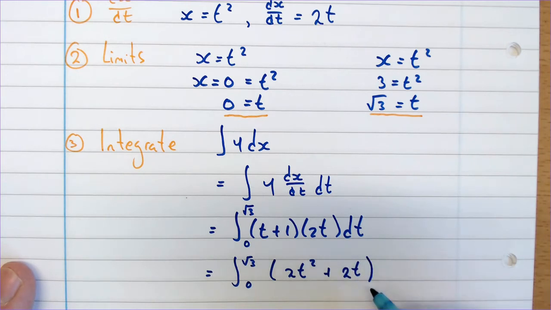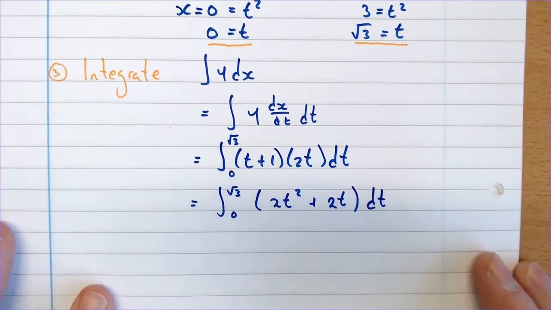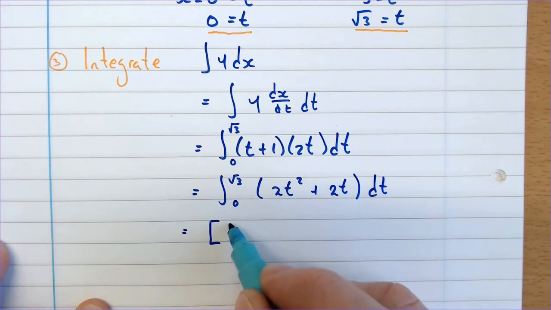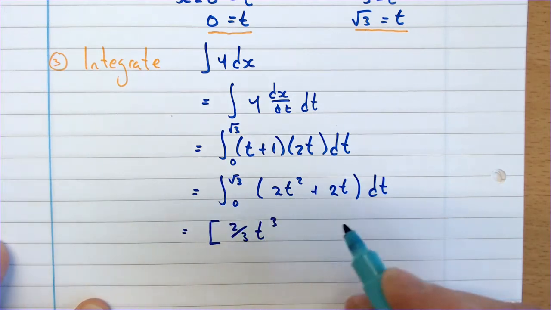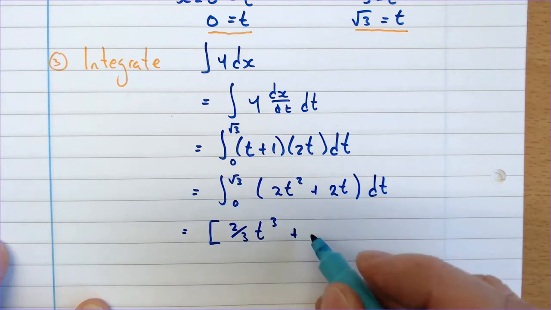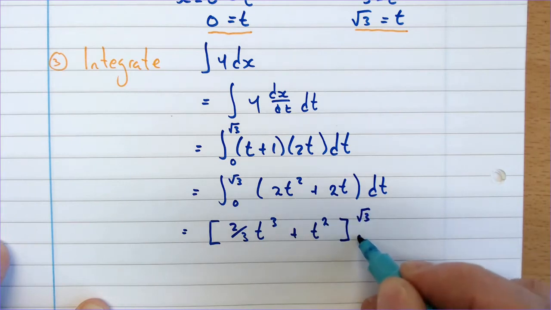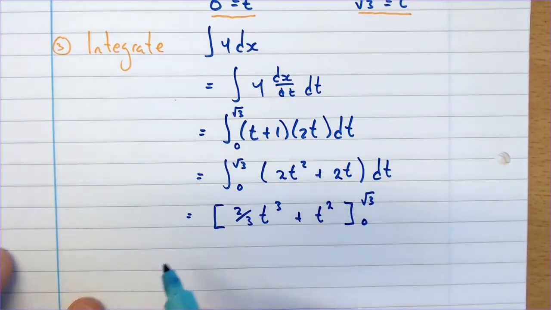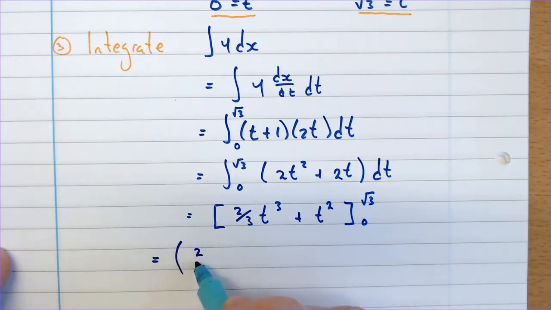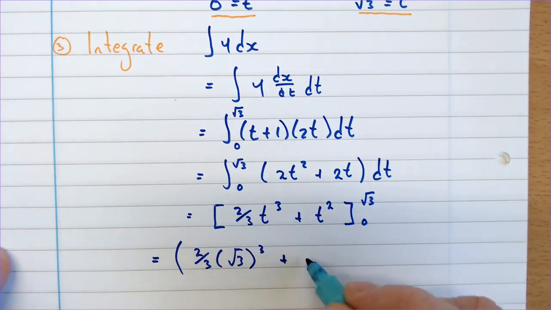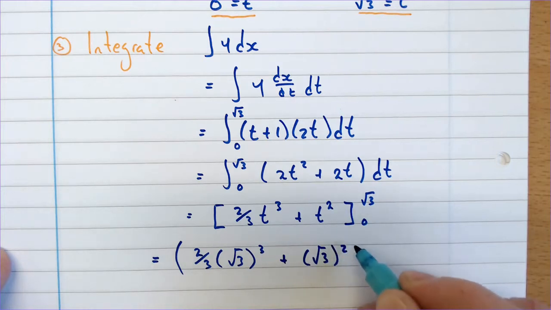And then integrate with respect to t. And to integrate, follow your basic steps. Add 1 to the power and divide by the new power. So we should have 2 over 3 t cubed plus t squared between root 3 and 0. Very straightforward again. Your next step is to simply plug in your limits, root 3 and 0. Be careful with your algebra. So 2 over 3 times root 3 cubed plus root 3 squared. Take away 0, essentially, is what you're going to have.